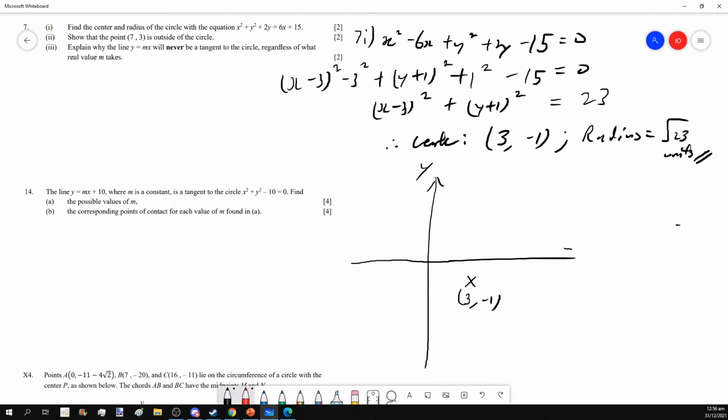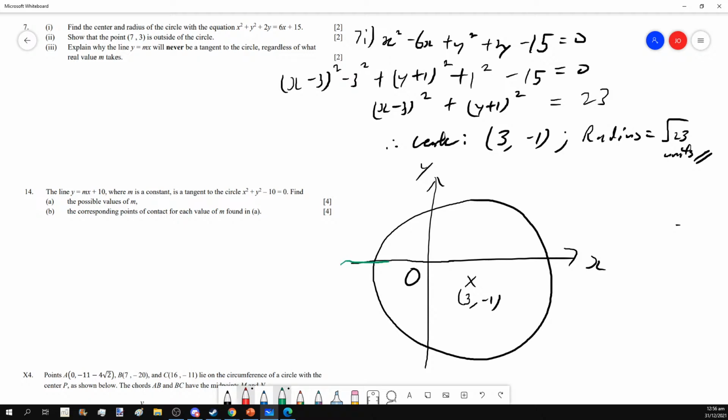Right, you can imagine for yourself, square root 23, that's not a small number, right? You can expect the circle to be something like this. So if you have the line y equals to mx, then we have 3 options. Option 1, m is 0, and the line is simply the x-axis. Option 2, m is positive, so we get direct proportion. Option 3, m is negative, so we will go downwards.